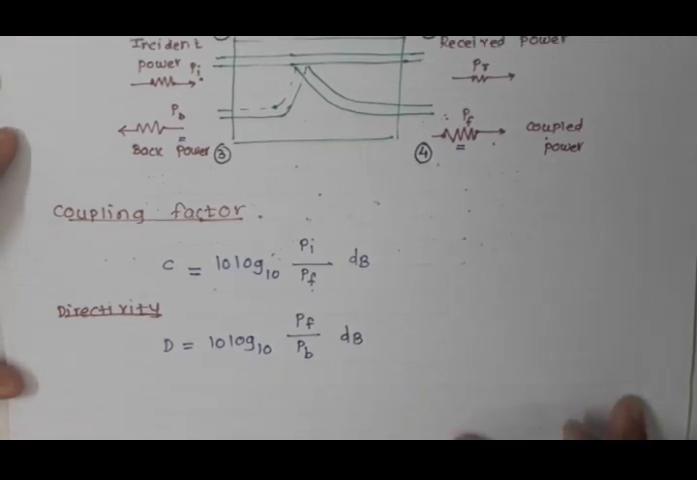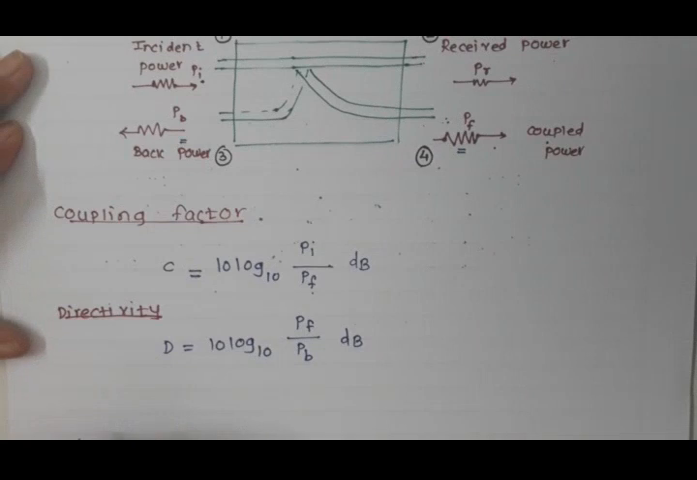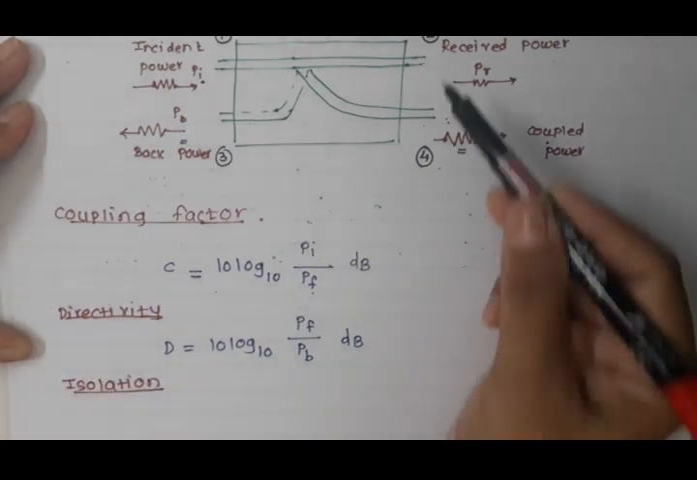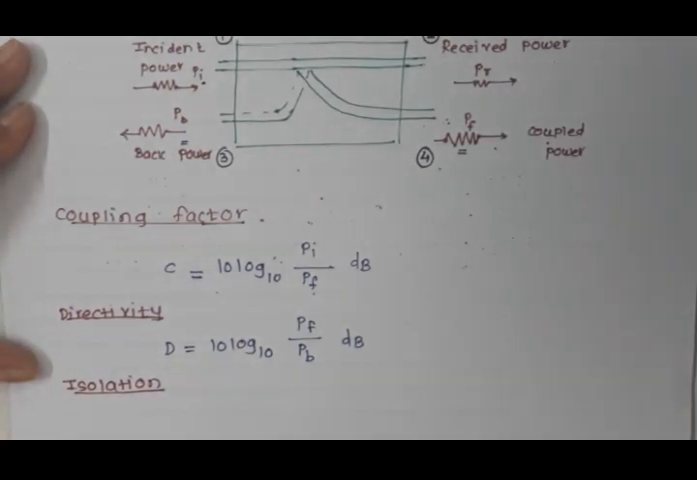Now let us talk about the third parameter, which is isolation. How are we going to calculate the isolation? In which two ports do you want the isolation? We are saying that port numbers 1 and 3 are in isolation, and port numbers 2 and 4 are in isolation. So the ratio of these two will be called the isolation.